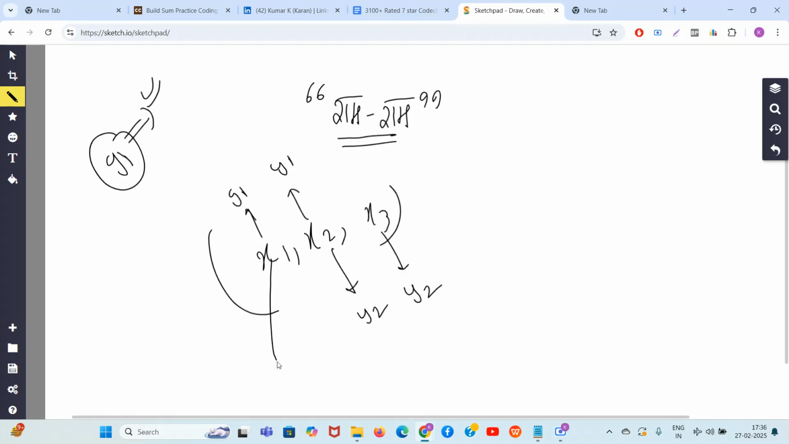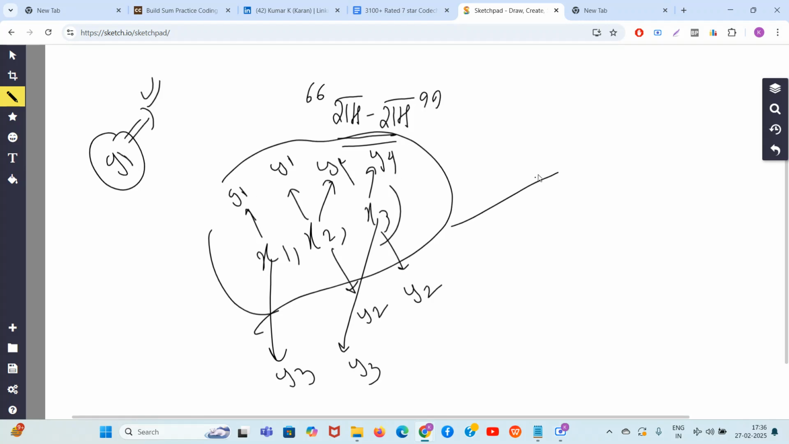Then, sir, I will do x1 XOR y3 and this current x3 XOR y3. Then, sir, I will do x2 XOR y4 and x3 XOR y4. You can randomly do any number of operations, right? How will they lead to the answer? People could not see it.